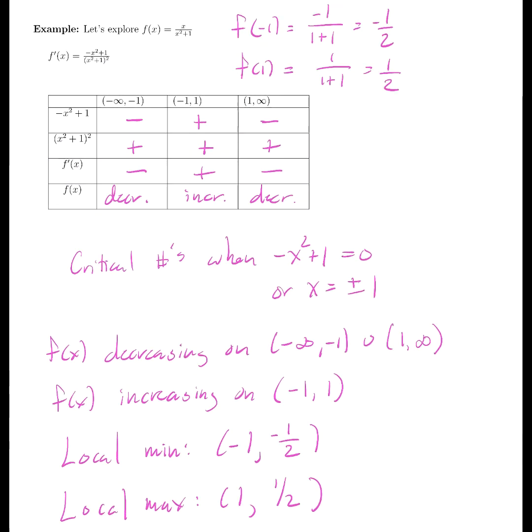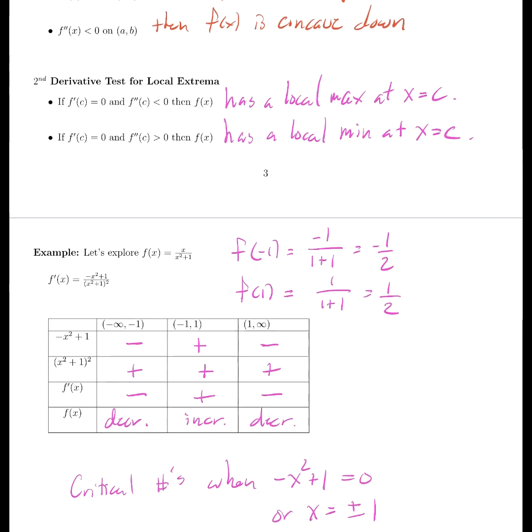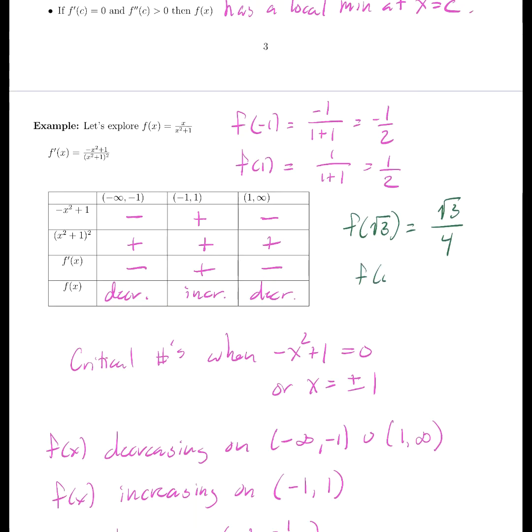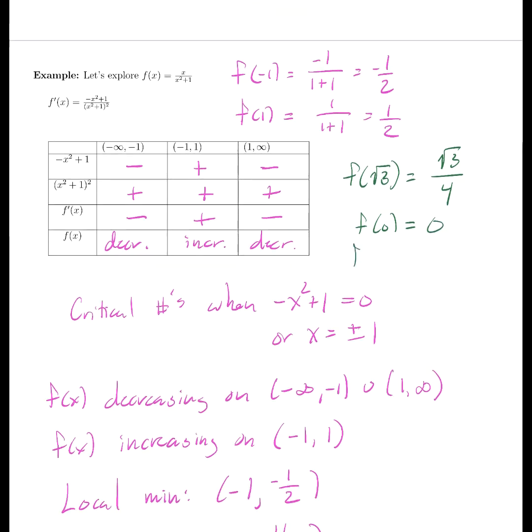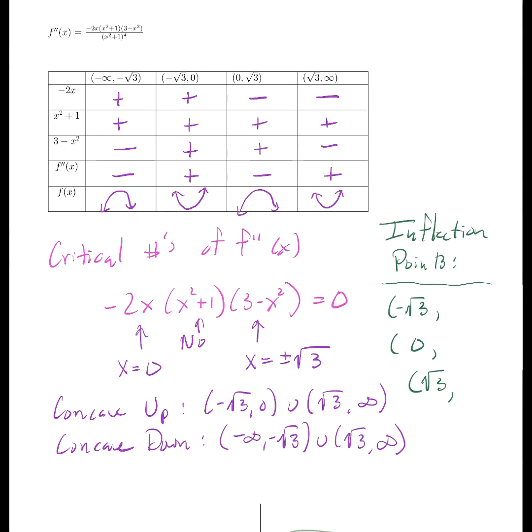And now, how do we find the y coordinates of our inflection points? We go all the way back up to our original function. So now we need f of root 3 is going to equal root 3 over 4. We need f of 0 is just going to equal 0. And we need f of negative root 3 is going to equal negative root 3 over 4. So we can bring those down here. We get negative root 3 over 4, 0, root 3 over 4 as our inflection points.